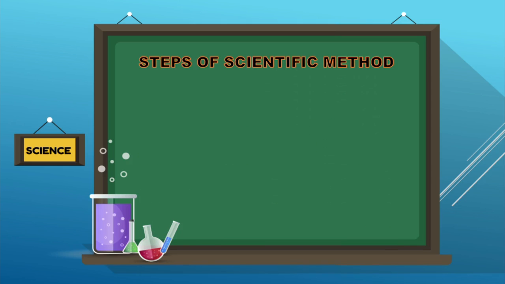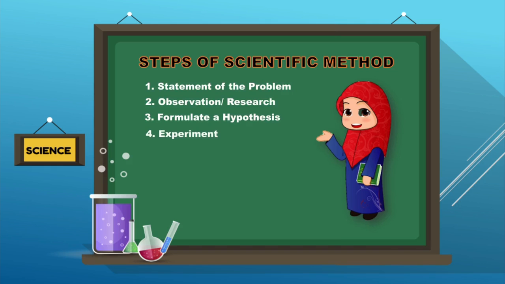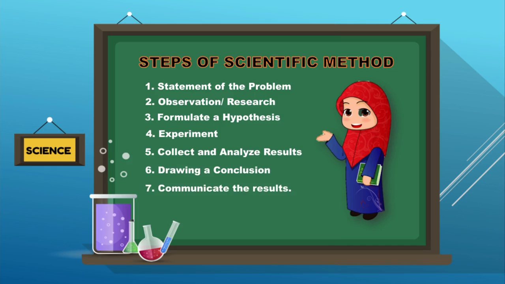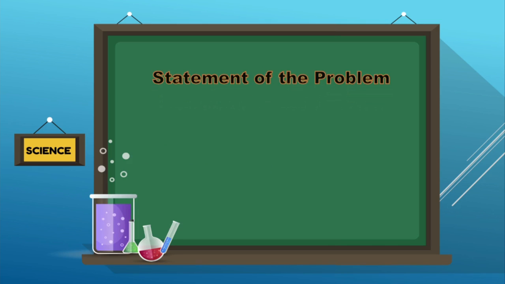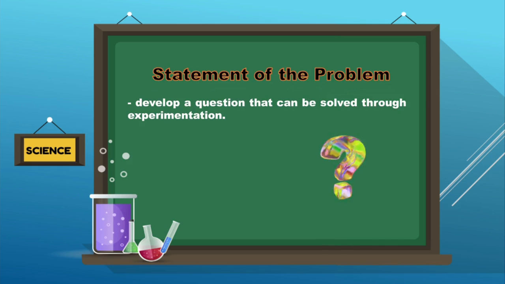The scientific method has steps to follow, and these are the following: statement of the problem, observation and research, formulate a hypothesis, experiment, collect and analyze results, drawing a conclusion, and the last one is communicate the results. Now, what is the statement of the problem? In this step, you are going to develop a question that can be solved through experimentation.